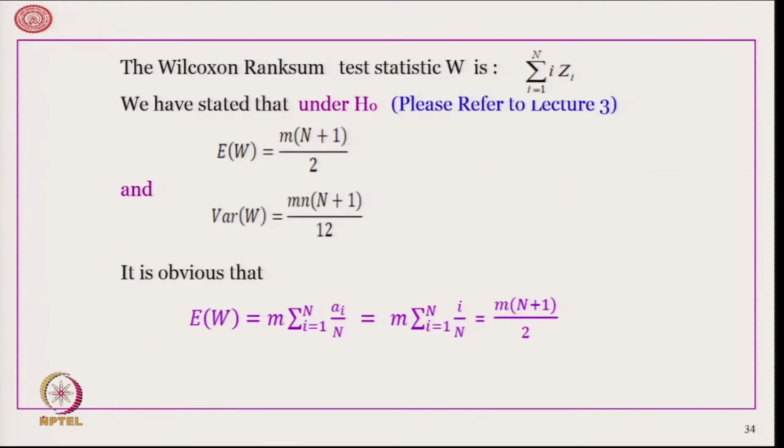Now, let us revisit the Wilcoxon rank sum test. We have found out that in the Wilcoxon rank sum test, the statistic is W, which is the sum of ranks of the x observations, and therefore, we have written it as Σ i z_i. Therefore, the expected value of W is equal to m times (N + 1) by 2, and the variance of W is equal to m n (N + 1) by 12. This we have stated in lecture 3.